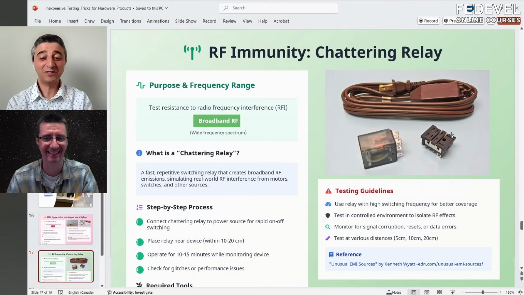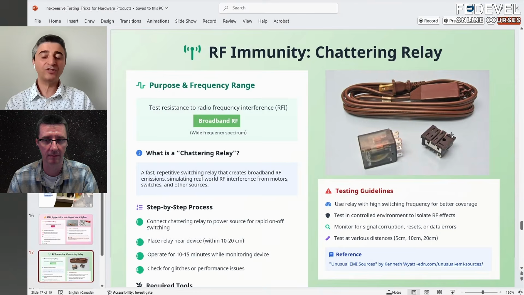Maybe it's time to go back, because he's the guy who makes all of these nice experiments to cause failure or detect failures on your board, especially from the EMC point of view. And this is a setup I'm taking as a reference from Kenneth White, unusual EMC sources. So one of the easy things he does is something called a chattering relay.